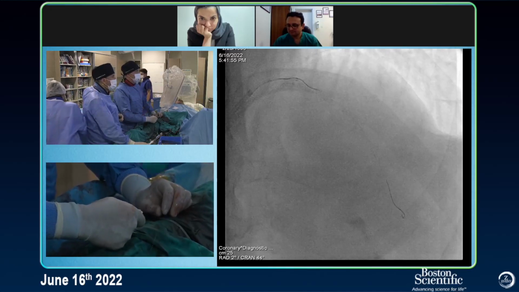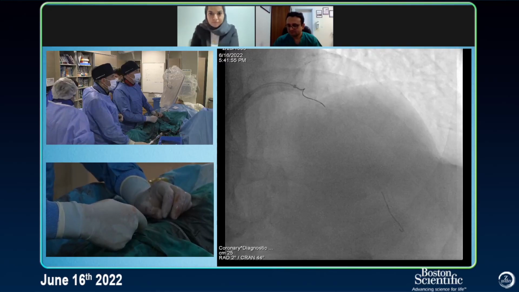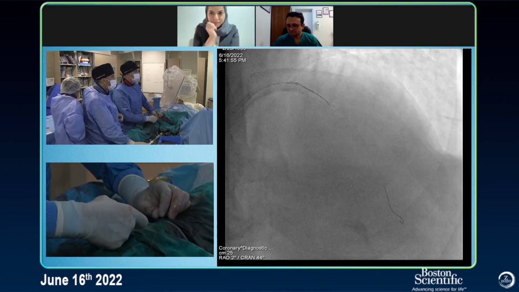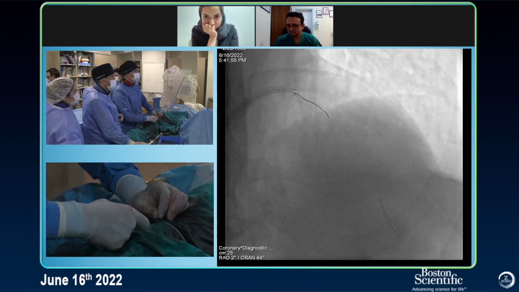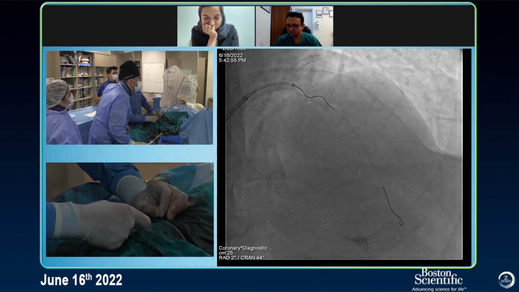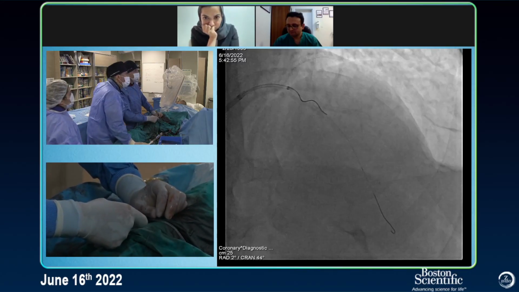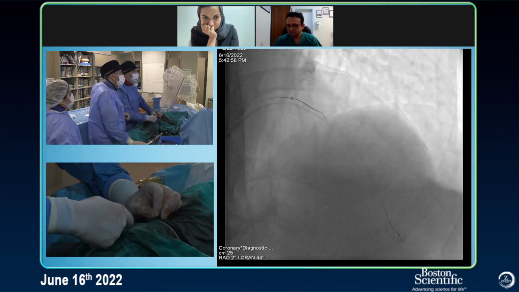I like to use a balloon here for sport. I think this wire is kinked and needs a balloon. But I want to free it, yes. Good, these two. Go.